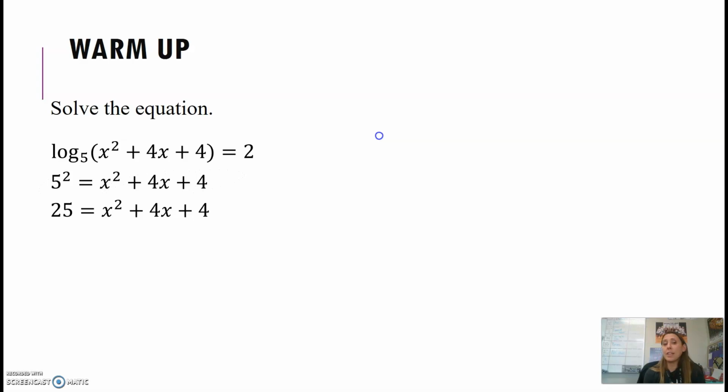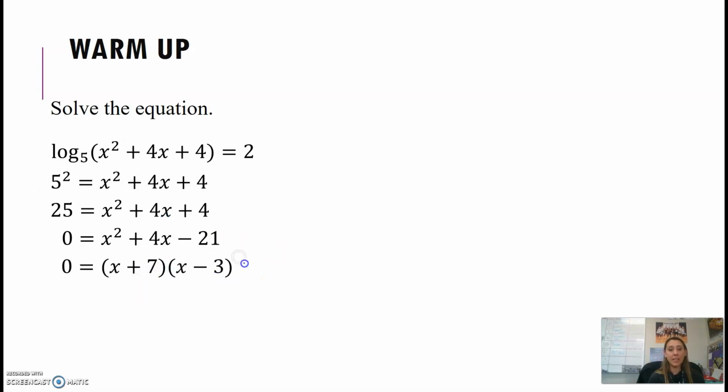Well, what does a quadratic need to equal so we can solve it? Well, it needs to equal 0. So I'm going to subtract 25 from both sides. Once I'm done subtracting 25 from both sides, I can factor. The factors of negative 21 that add up to a positive 4 are a positive 7 and a negative 3. And then again, we just set each factor equal to 0 and we solve. So we get a solution of x is equal to negative 7 and 3.